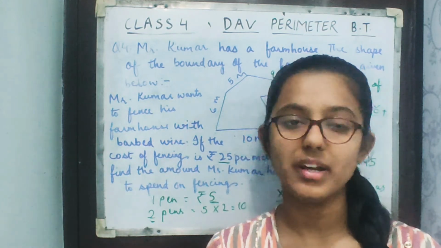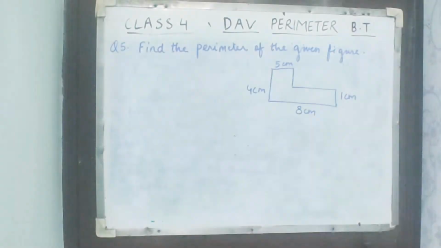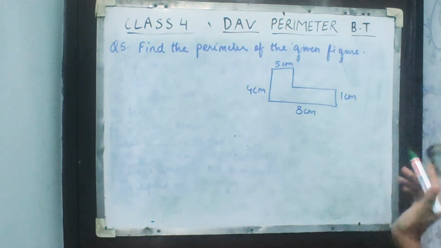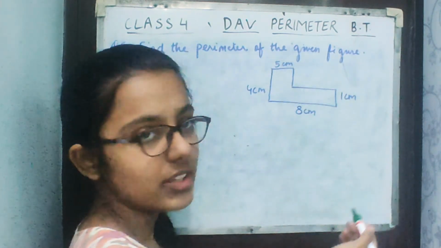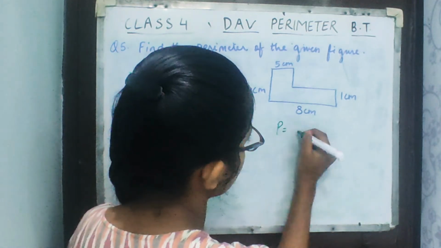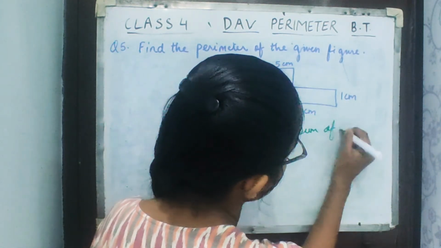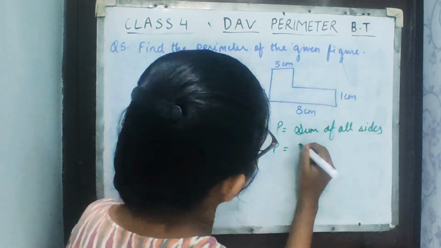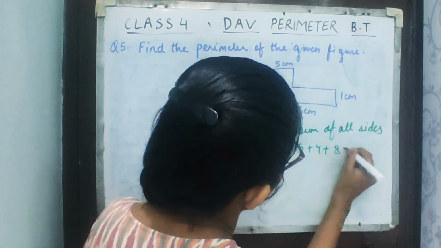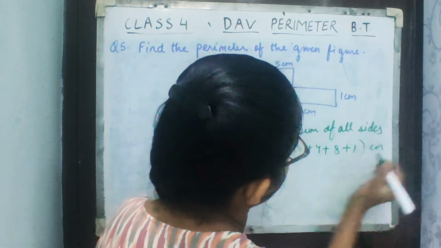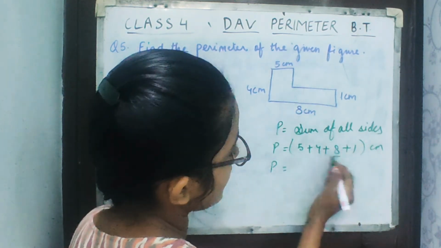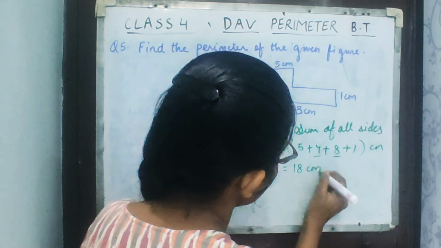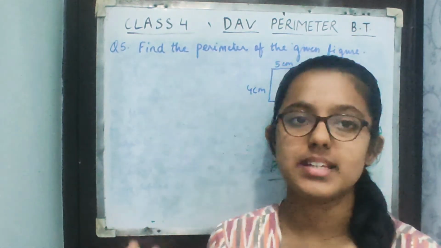Now let's move on to our next question. Now coming to our fifth question, that is find the perimeter of the given figure. So a figure is given to us, we have to find the perimeter. So it's very easy. Perimeter is what? Sum of all sides. So perimeter is equal to 5 plus 4 plus 8 plus 1 centimeter. So 8 plus 4, 12, 12 plus 5, 17 plus 1, 18. So perimeter we are getting as 18 centimeter.